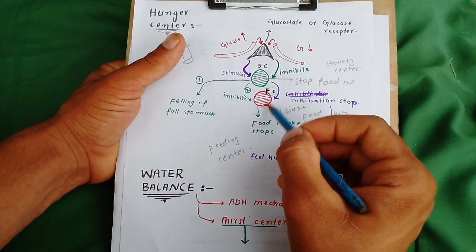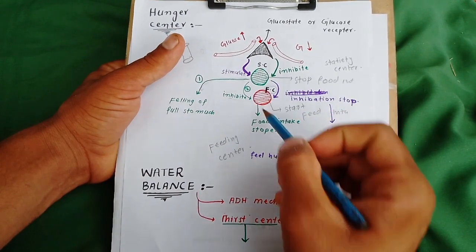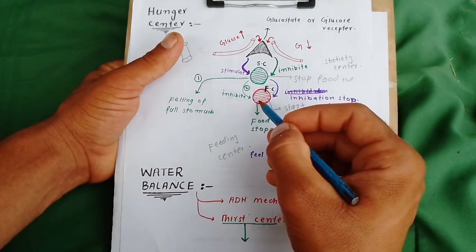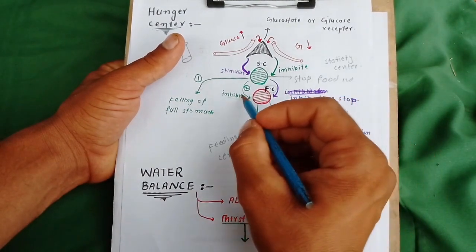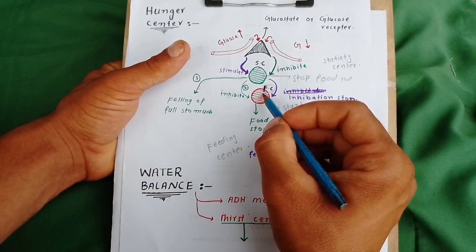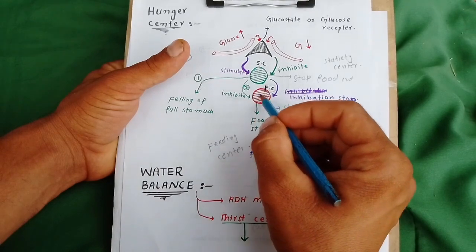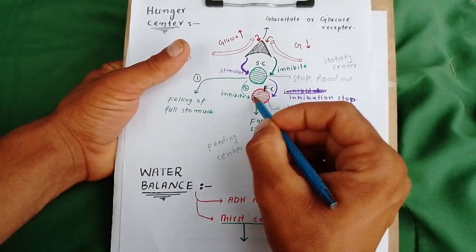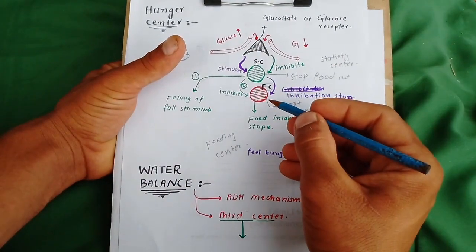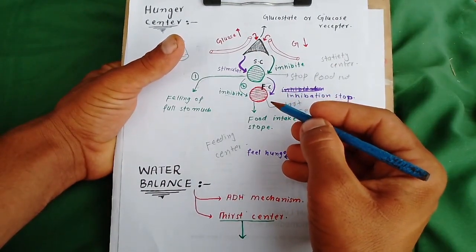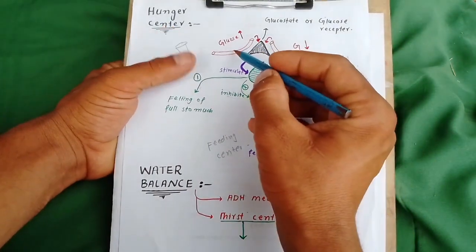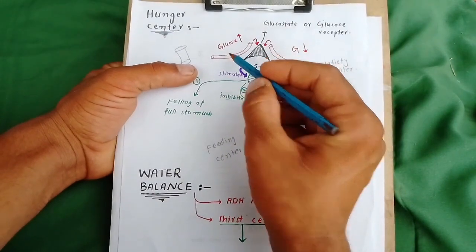So when the feeding center is inhibited, food intake stops. We do not feel the need to intake food, and thus we feel a full stomach and the demand for food decreases. So this is the function of the satiety center, the phenomenon during high blood glucose level.